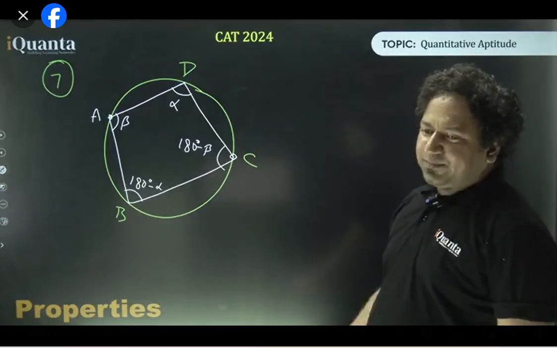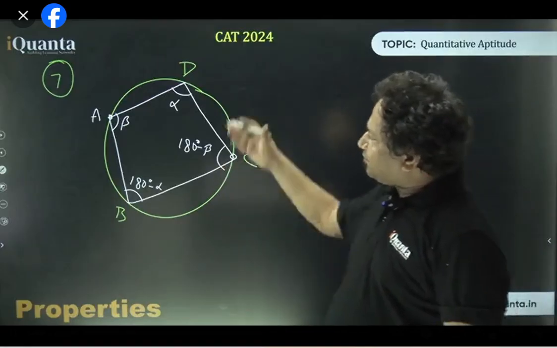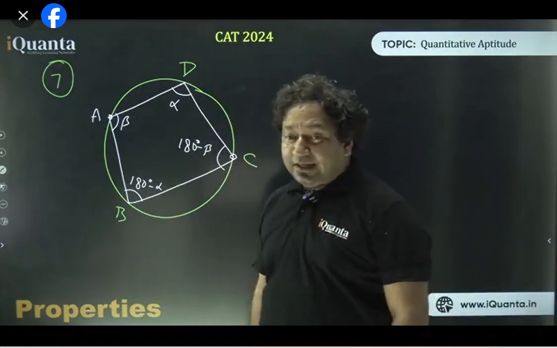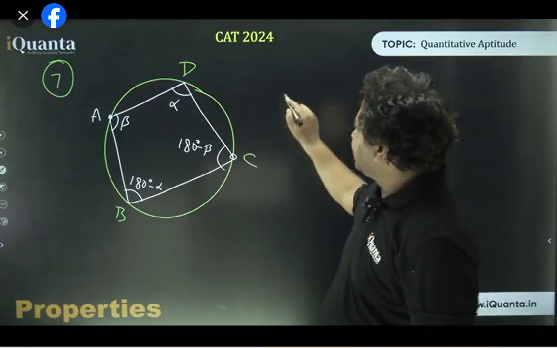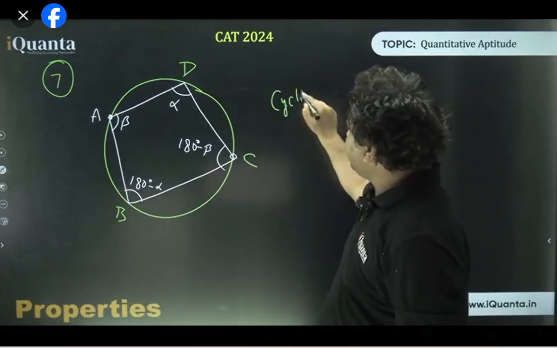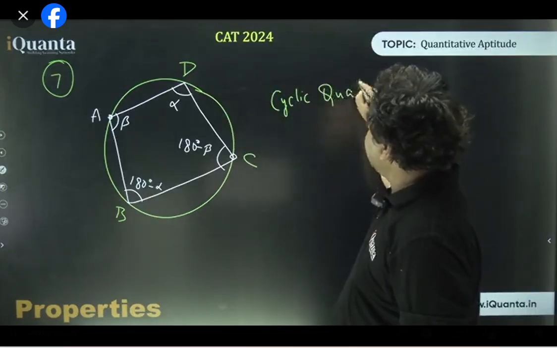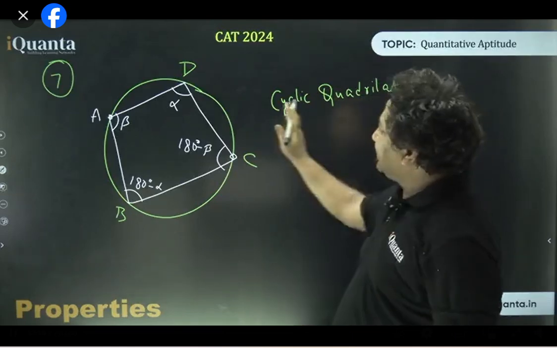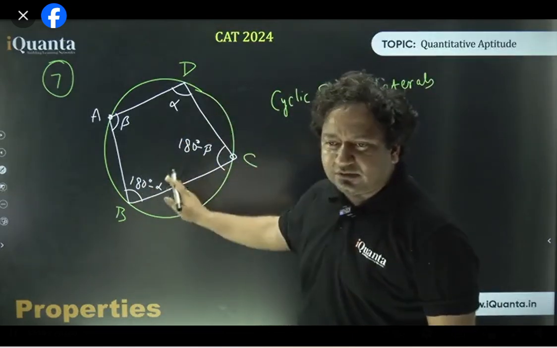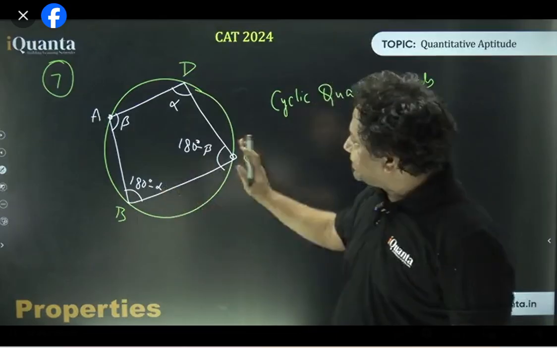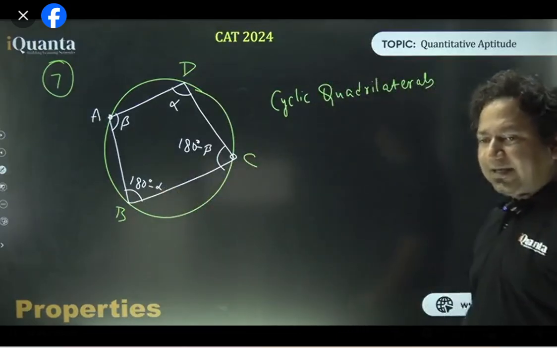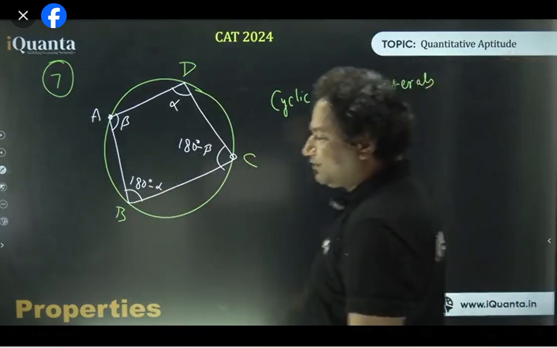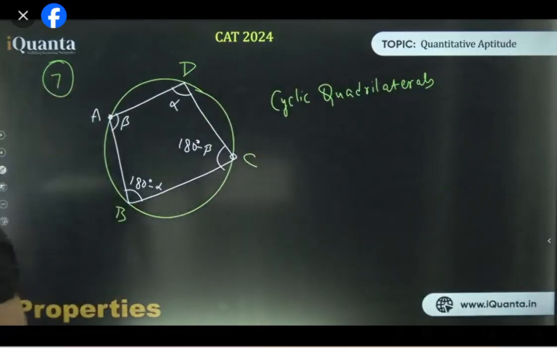Exactly, Ria. So that's the property. The figure itself is a property. Sum of opposite angles inside a cyclic quadrilateral. So these are known as cyclic quadrilaterals. Which quadrilaterals? The quadrilaterals which are drawn inside a circle so that all its vertices lie on the circumference. They are known as cyclic quadrilaterals. And the sum of their opposite angles is always equal to 180 degrees. Is that clear?